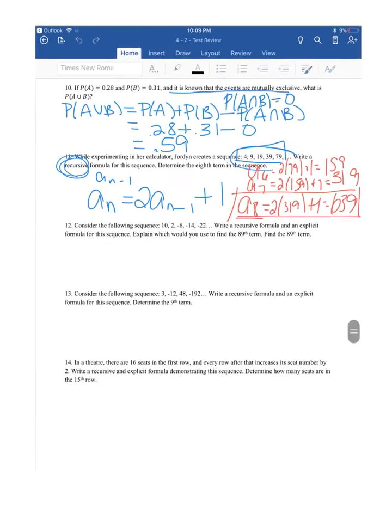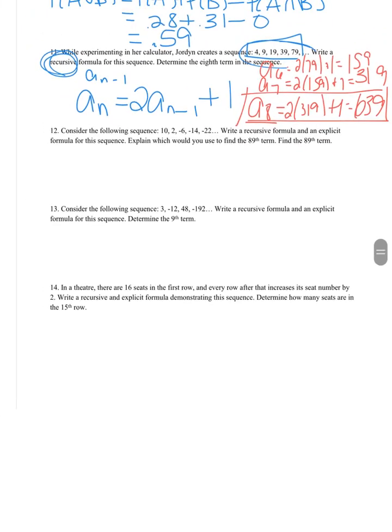Number 12, consider the following sequence. Here you go from 10 to 2 to negative 6. This one's a little bit easier because this is arithmetic. Each time, you are subtracting 8, so you are adding negative 8. So write a recursive formula. That's super easy. A sub 1 we know is 10. So A sub n for my recursive formula is equal to negative 8 plus A sub n minus 1. Or you could say A sub n minus 1 minus 8. Whatever way you want, it's fine. It's the same thing. And then explicit formula, you need a definition.